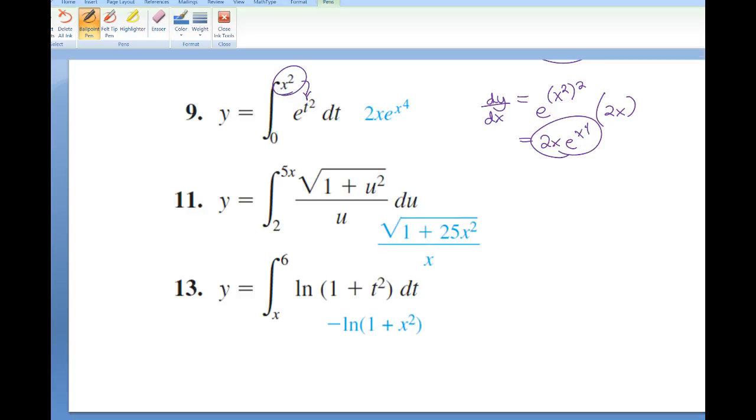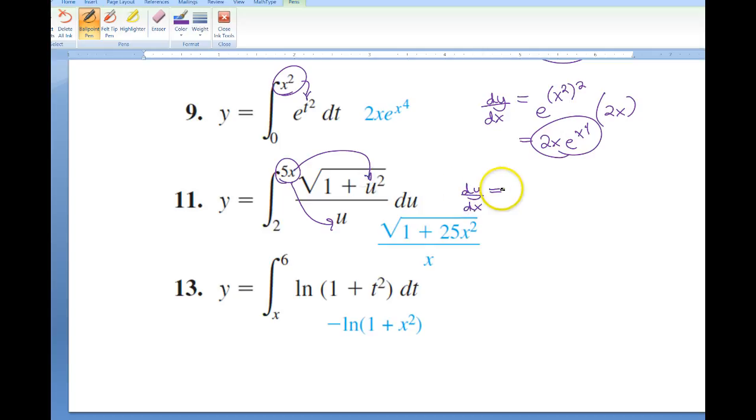Okay, so e to the t squared becomes e to the x squared times 2x, because we have to apply the chain rule. Okay. Next one. Okay, the lower bound is 2, the upper bound has the variable, but it has a 5x, not just an x. So I'm going to take 5x, and everywhere I see a u, I'm going to replace it with a 5x. And then you times it by 5. Correct. So I have square root of 1 plus 5x squared all over 5x times 5.